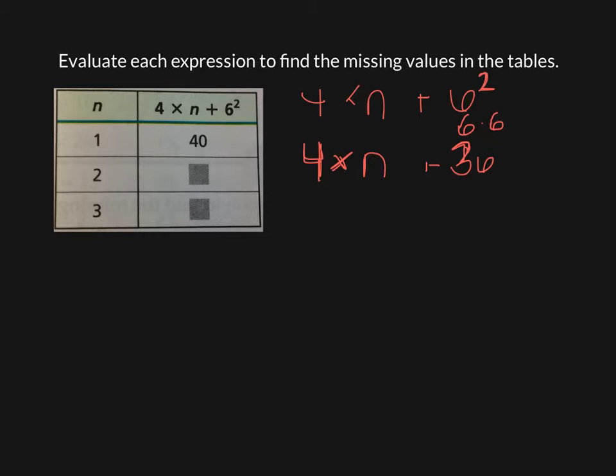So if n is 1, I'm going to do 4 times n plus 36 to get my answer. So 4 times 1, I have to do this first, and I would get 4 plus 36. So my answer would be 40, which is what they put in here.